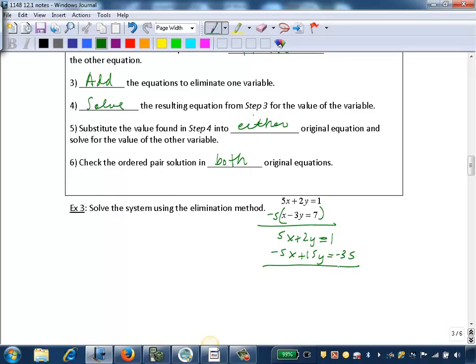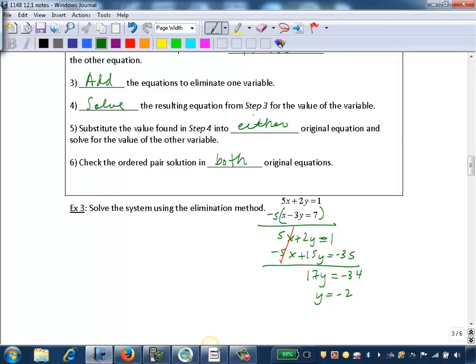Now I add vertically, I add down the columns, I add my like terms, so I've got 5x and -5x. So as we would expect, as we hope, those x's are eliminated because they add up to 0. So now I can add my y's, 2y plus 15y, so we get 17y, and then we add the constants on the right side, 1 plus -35 will give us -34. So now we have an equation with just one variable y, and we can divide both sides by 17 to give us y equals -2.